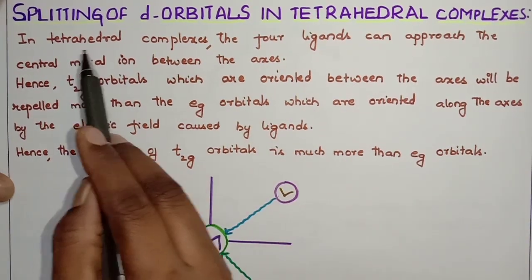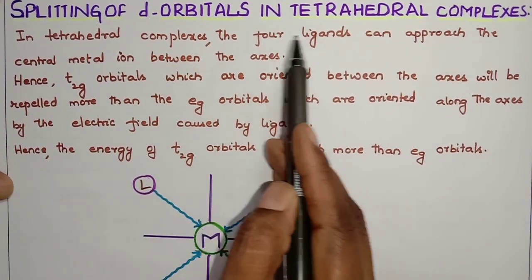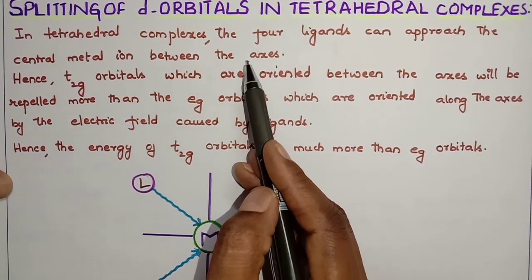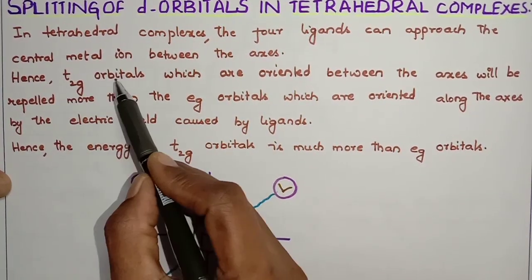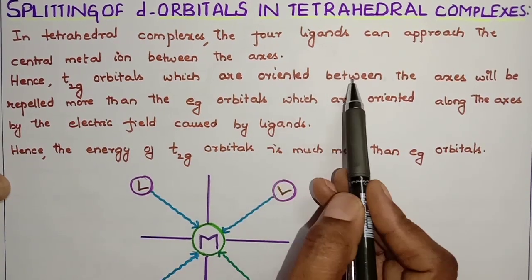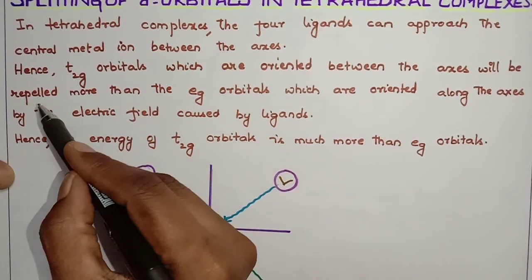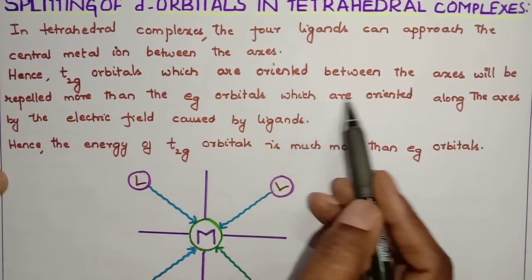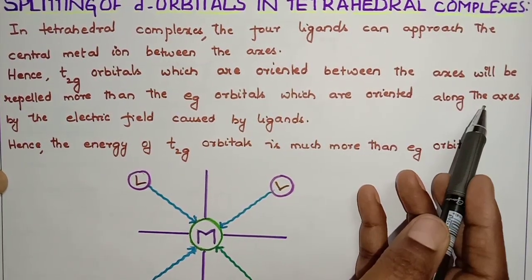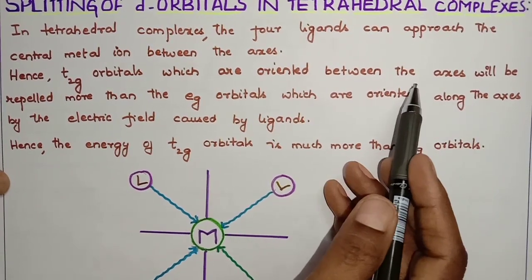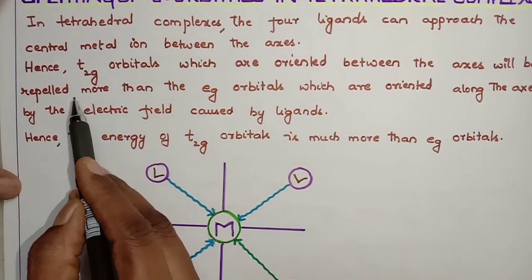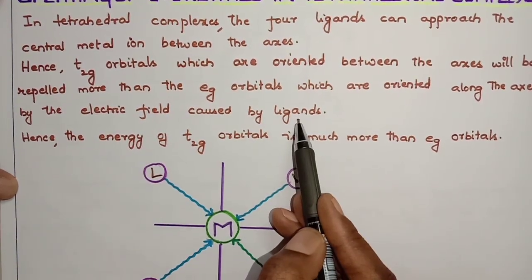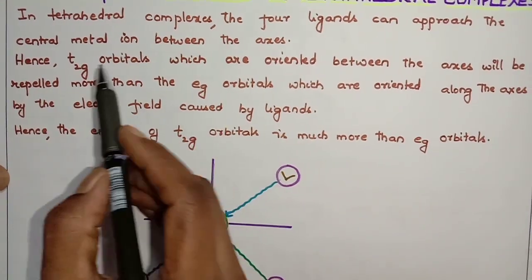Okay. So in a tetrahedral complex, as the 4 ligands are approaching the central metal between the axis, now t2g orbitals which are oriented between the axis will be repelled when compared to the eg orbitals which are oriented along the axis. Okay. So to what they are repelled? They are repelled by the electric field which is caused by ligands. Okay students, try to understand my point.